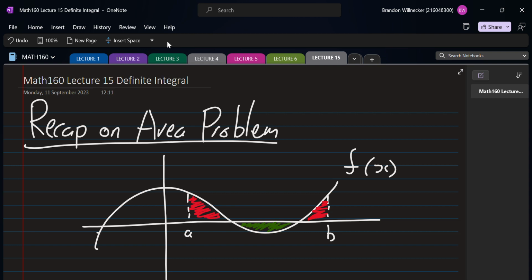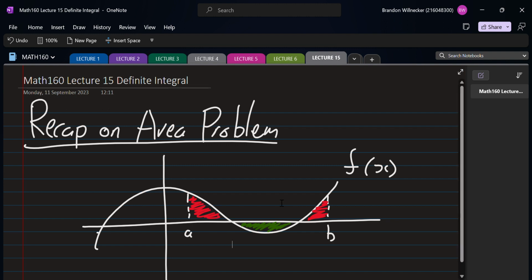Okay, so in the previous lecture, we looked at the area problem, which was the problem of finding the area below a certain function, or the graph of that function, and above the x-axis. So here, if we've got this function from a to b, I've shaded in the area. Now, for those of you who did the homework, you would have noticed that one of the questions gave a negative area. That's a bit odd, so what does that mean?